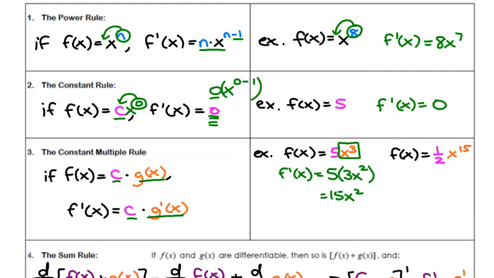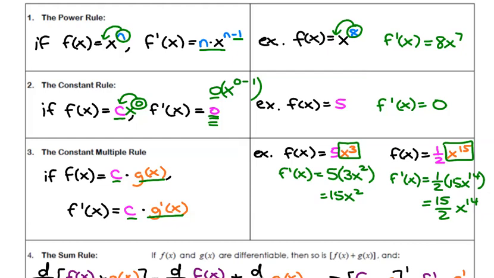Let's try that again. So f'(x), leave the constant alone, okay? And then you're going to multiply it with the derivative of your function. So we can apply the power rule. The 15 is going to come to the front. It's going to multiply your variable to the power of 1 less than what it was before. So you're going to get 15 over 2 x to the power of 14.